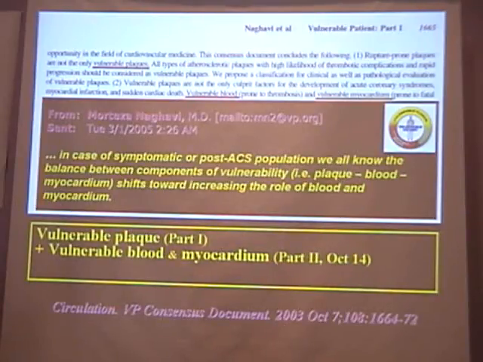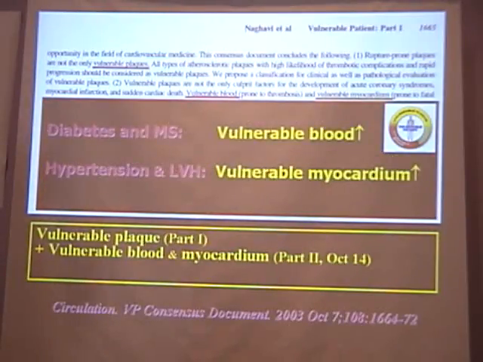I don't believe so much in vulnerable myocardium in primary prevention. I think the vulnerable myocardium frequently in ischemic heart disease comes after you have myocardial damage. And I think we probably agree on that. At least I received this email from you just a few days ago where you agreed that probably vulnerable myocardium and also vulnerable blood play a more important role after a heart attack or during a heart attack rather than in primary prevention.